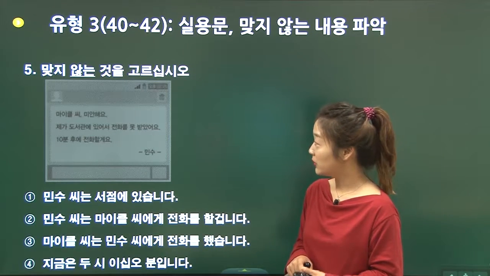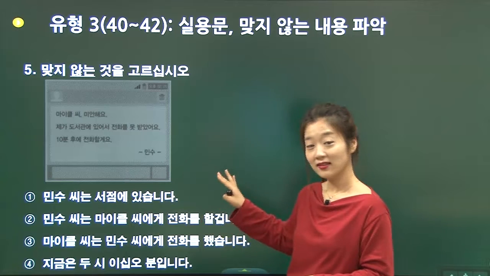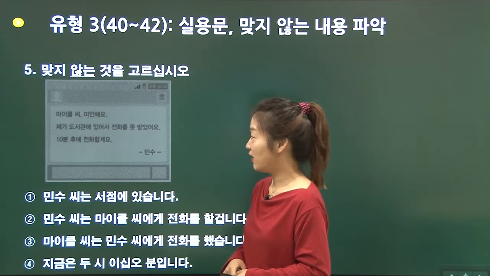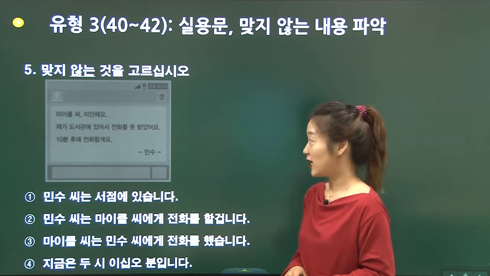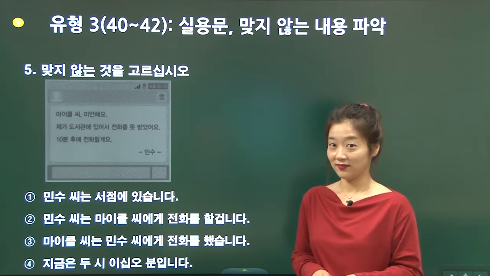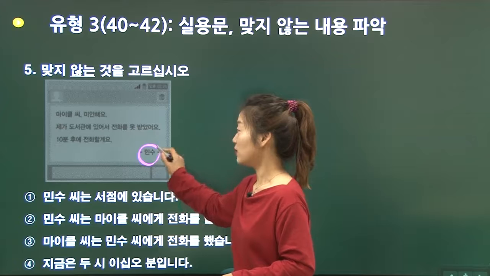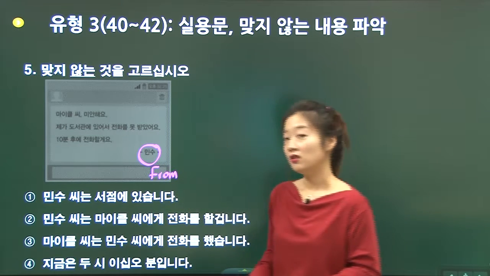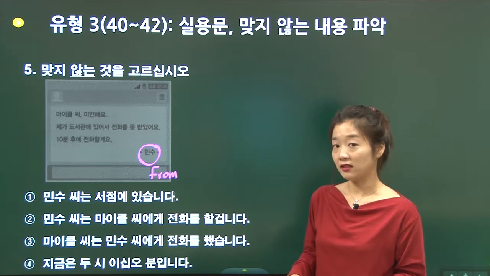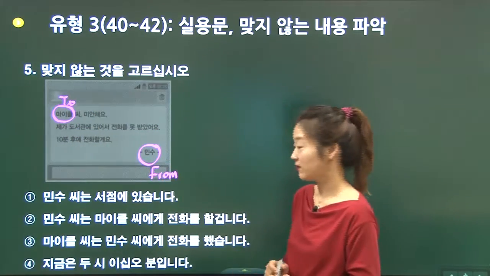맞지 않은 것을 고르십시오. Okay, look at this. It looks like a text message, right? 마이클 씨, 미안해요. 제가 도서관에 있어서 전화를 못 받았어요. 10분 후에 전화할게요. 민수. Okay. So who wrote this message? It's from 민수, right? So to whom does 민수 write this message? To Michael, right? To Michael.